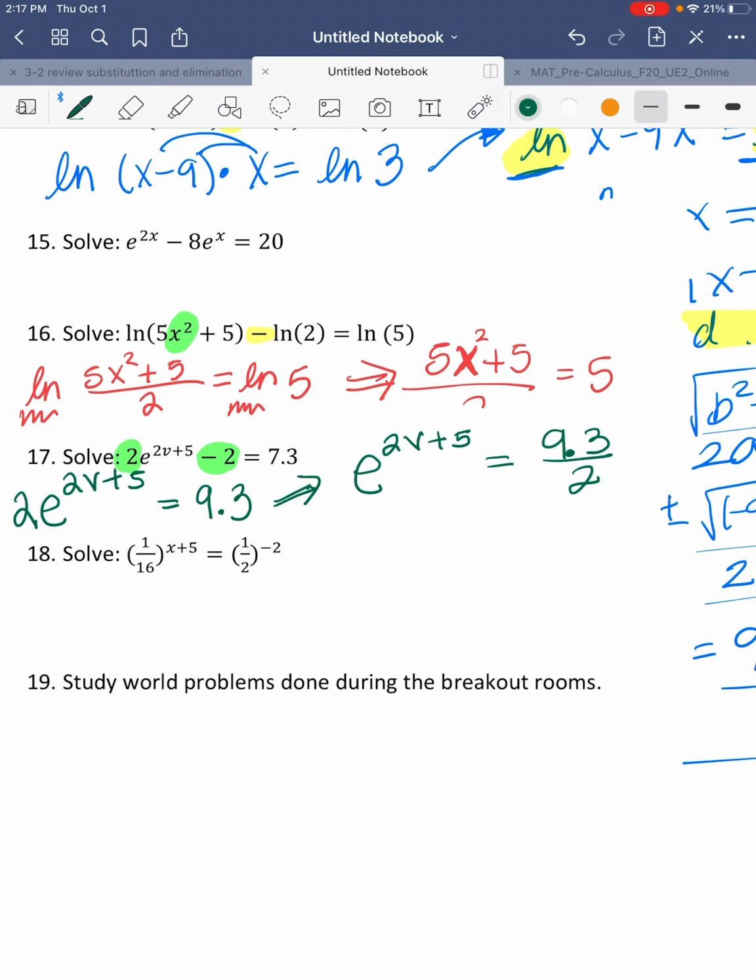Whatever that number is, 9.3 divided by 2. And then I have an e. The exponent is the variable that I need to solve for. And I have an e, so I need to change it to ln. Ln of this fraction equals the whole exponent, which is 2b plus 5.